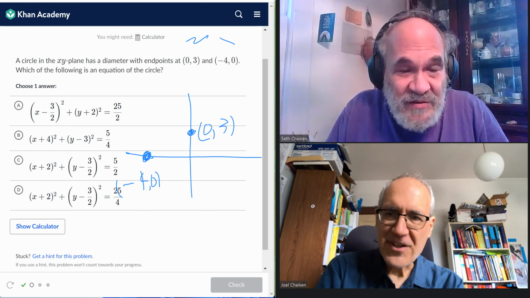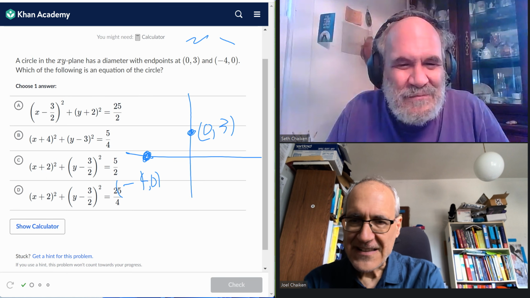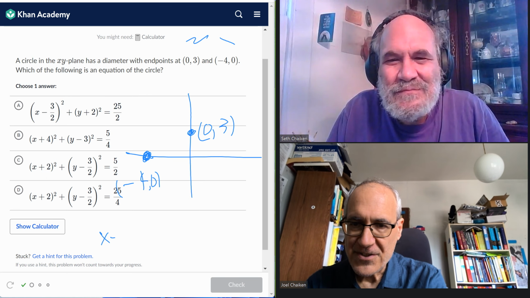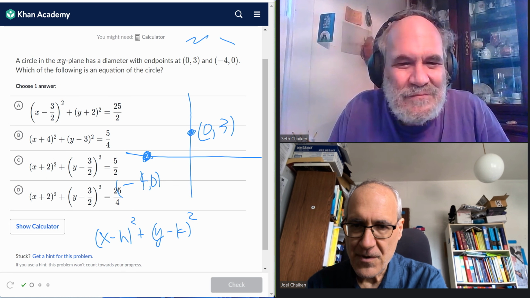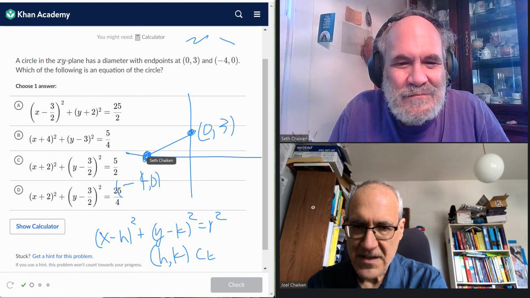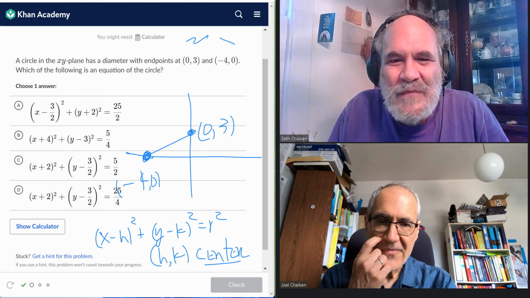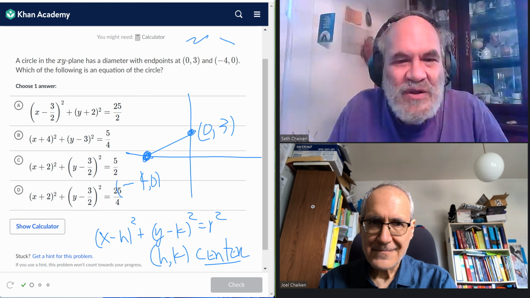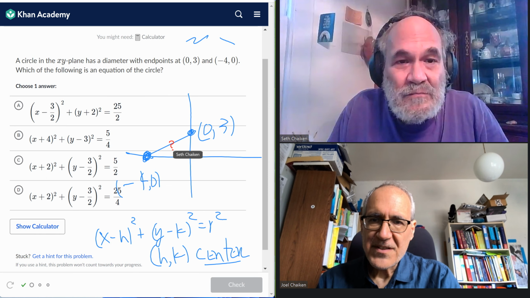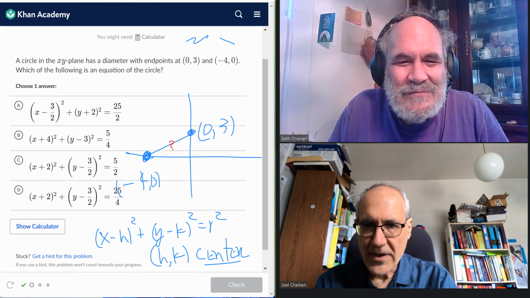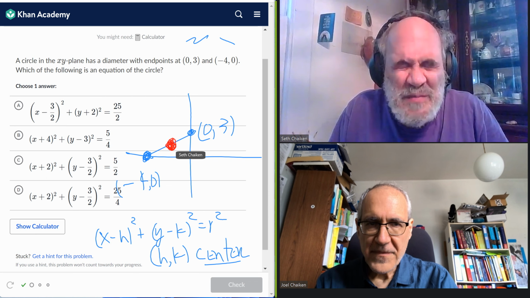So then you have to know what the general equation of a circle is, and this is something you probably should know going into the SAT. The general equation of a circle is (x minus h) squared plus (y minus k) squared equals r squared, where (h, k) is the center. There are different ways to do it. It's helpful to know what the center is. The center is the midpoint.